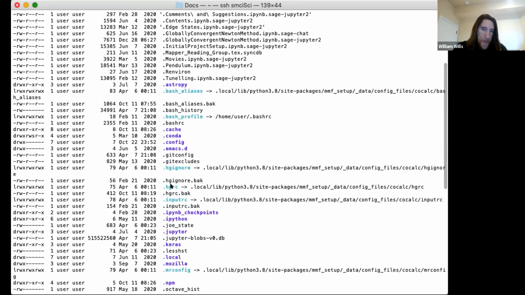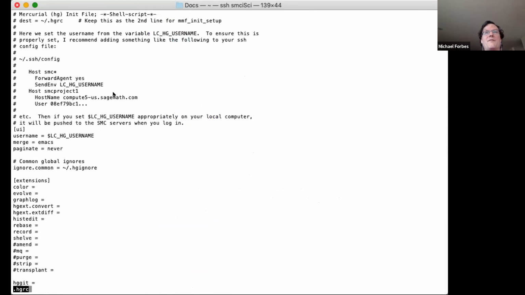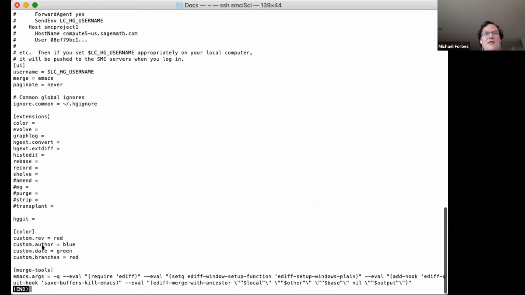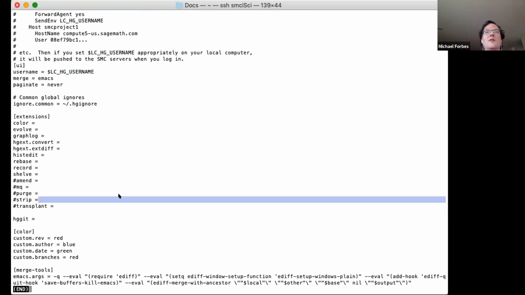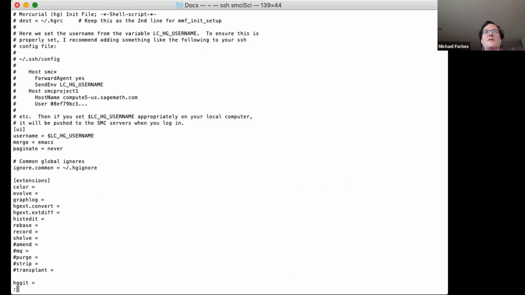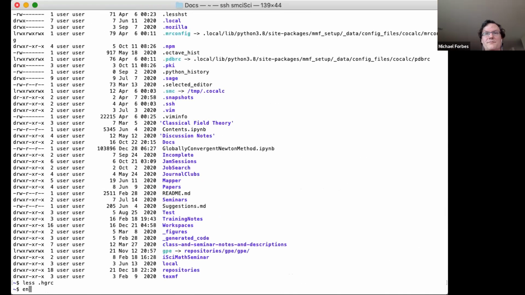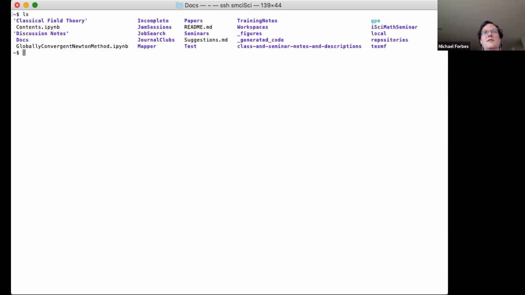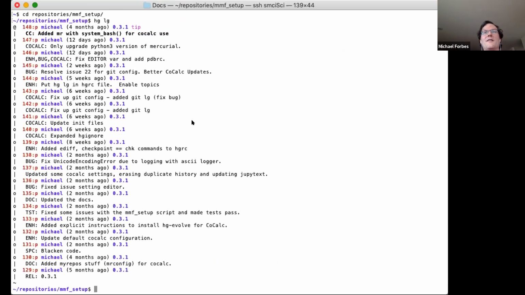There's an HGRC file that sets the username this way, enables some extensions, and gives you the HGLG command and stuff like that. No, this is not giving you the HGLG command. Why is that not giving you? Oh, maybe it includes it from the other one. Yeah, it includes it from the other one. What does LG stand for? It's like log, but it's a nice, pretty log. If you go to repositories, I'll just do the MMF setup one. HGLG does this, which apparently is nothing. There we go. It prints a short version of the revision with a graph on the left-hand side, and I find it easier than any of the other things.